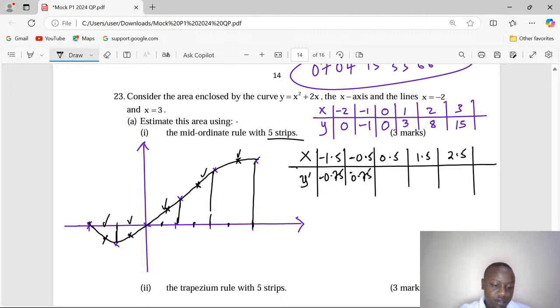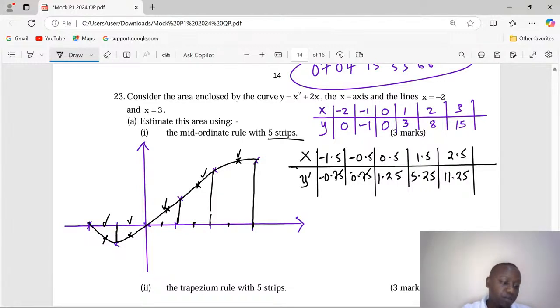1.5 squared plus 2 into negative 1.5. Yeah, we're getting the same. Then at 0.5, we are getting 1.25. Then at 1.5, we're getting 5.25. Then finally at 2.5, 11.25.